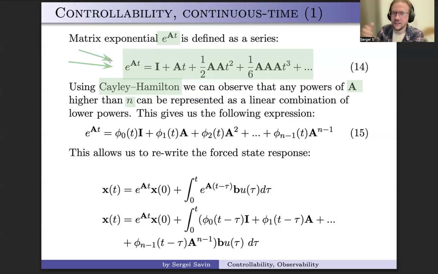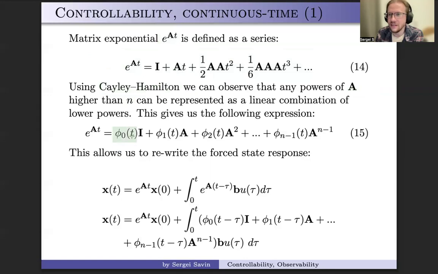All the components after n, n and higher, don't add anything that cannot be put in front of these matrices as coefficients. All the higher components, we can consume them as coefficients in front of the lower components. Of course, they contribute to the actual value of the matrix exponential, but we don't have to write them out. Instead, we can just find some coefficients in front of the first n elements in the series: in front of I, in front of A, in front of A squared, in front of A to the power n minus 1. So we can get all of those higher powers to be represented as functions of lower powers. Okay.